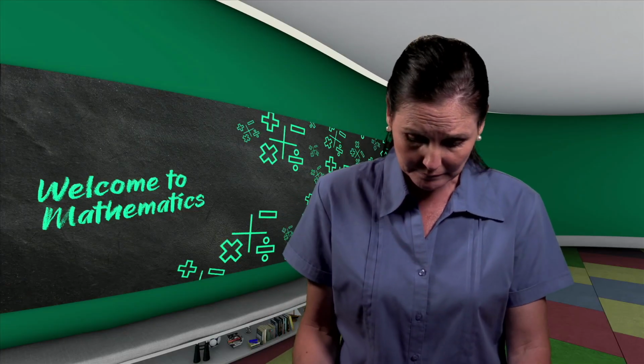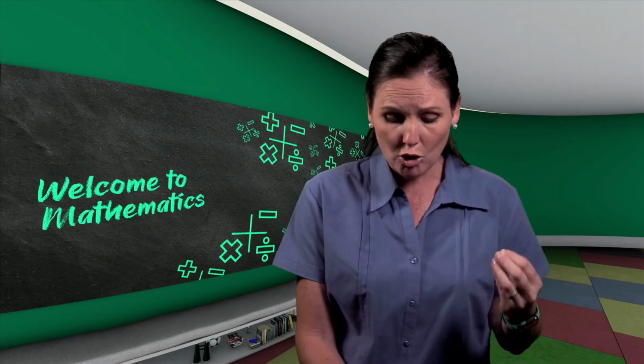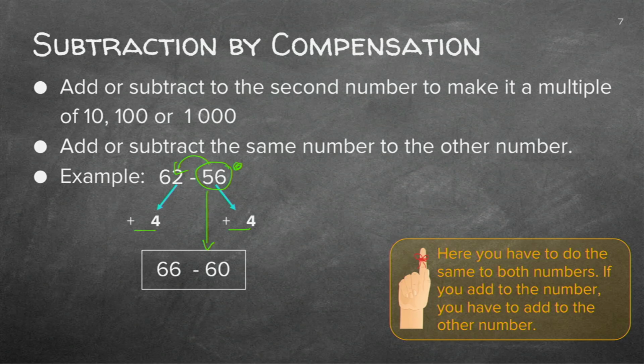Here you can see we used 62 and I plus 4, and I plus 4 on the other side. I made the 56 a multiple of 10. I made it a 60. But be very, very careful that you will be able to subtract the two numbers, the ones from each other. Now let me show you some calculations.